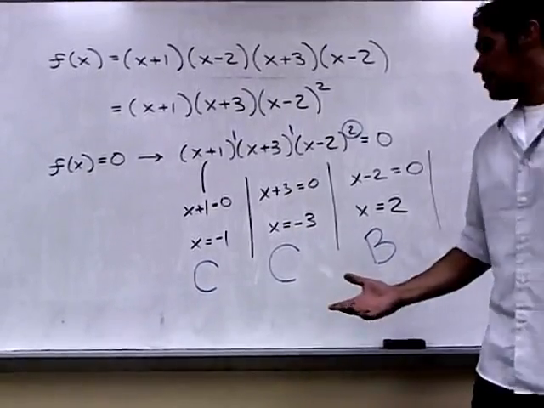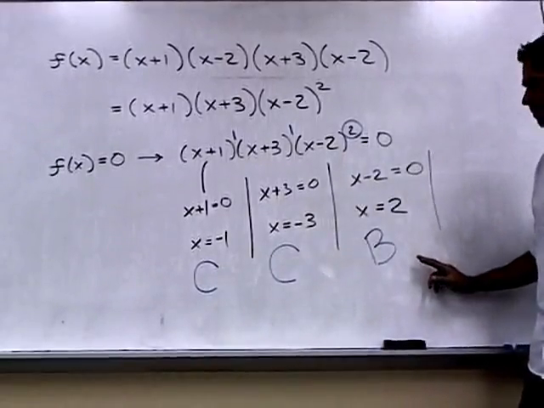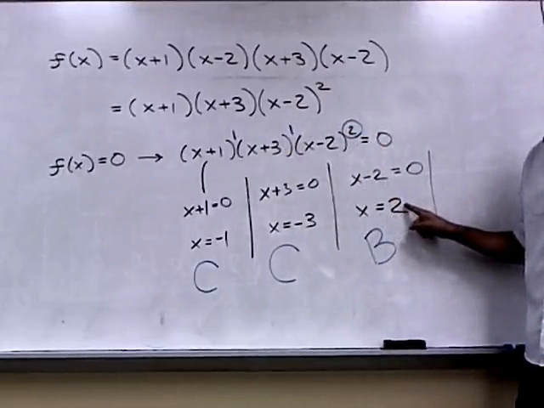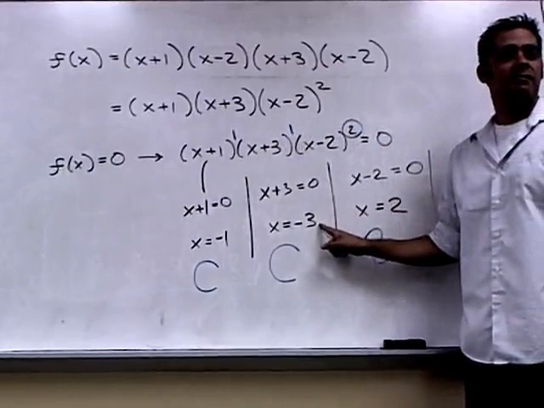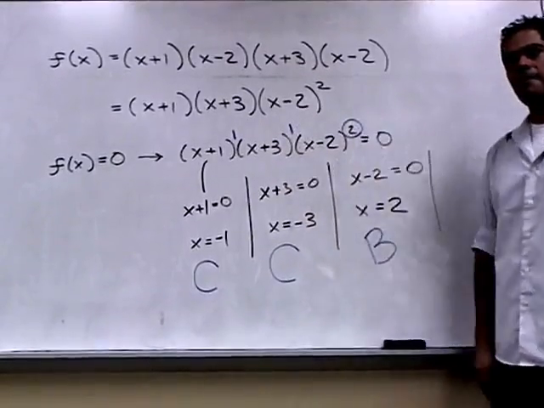What are some of the mistakes I see? When people are trying to determine crossing and bouncing, they don't look up here. They'll look at the number and they say, oh, 2 is even. 3 is odd. That's not what you're looking at. You're looking at the powers. Okay?